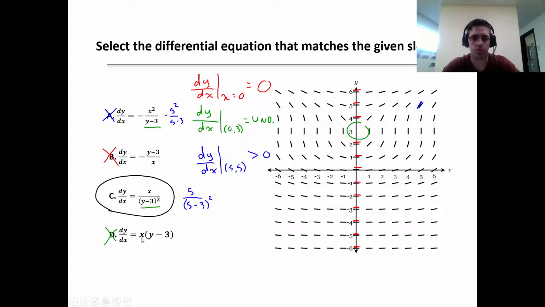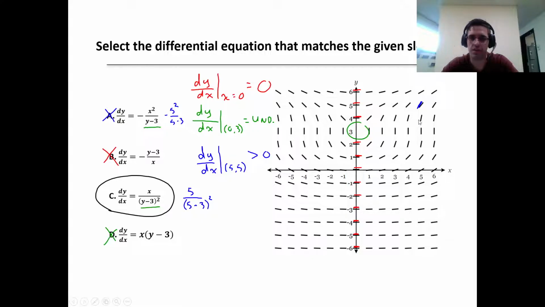If we look at this one, x is 0 and y is 3, we get 0 times 0. And 0 times 0 is 0, but it's not undefined. So because of this hole right here, we can eliminate D as a potential option. So B is gone for our first reason, and D is gone for this new reason. So we're left with A and C.